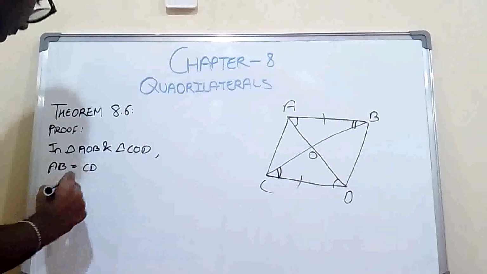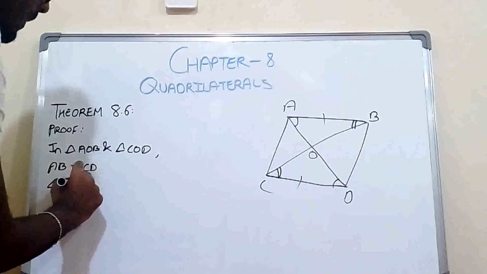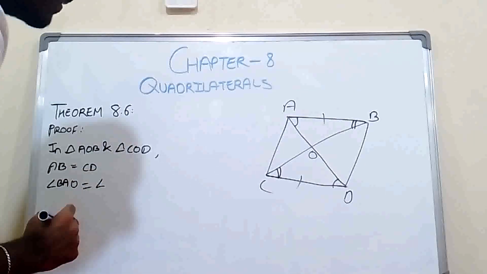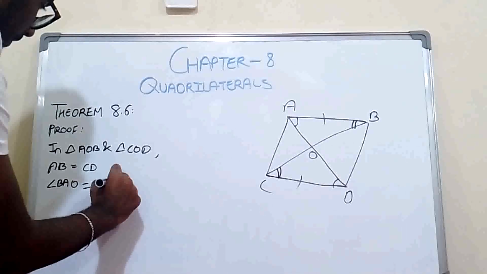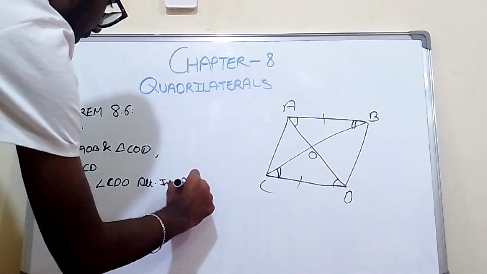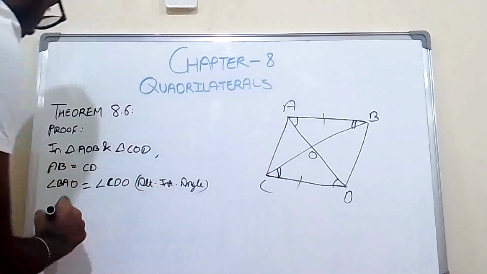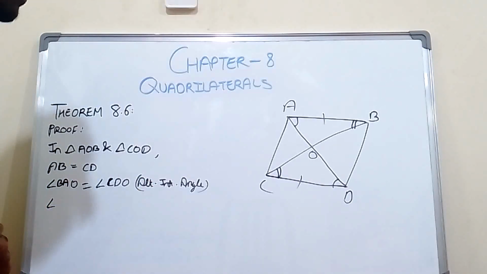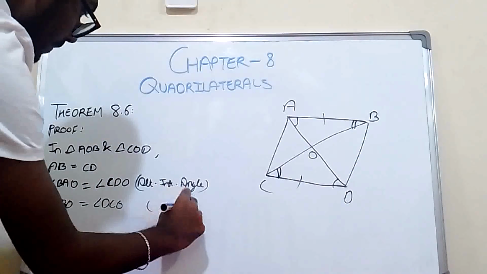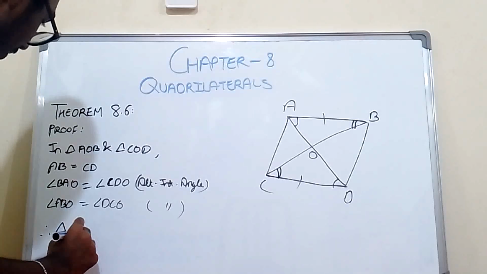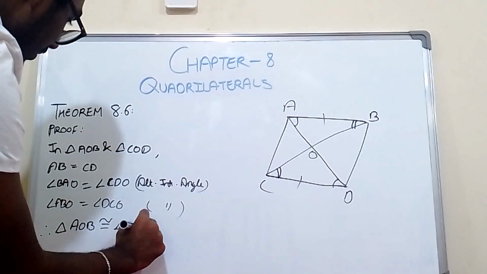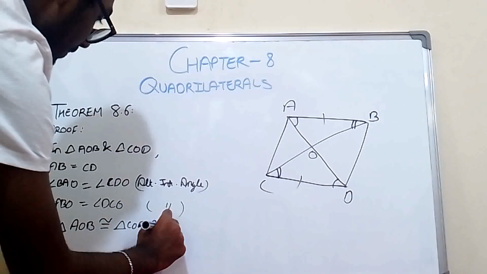CD because it's given. Then angle BAO is equal to angle CDO because of alternate interior angles. And then similarly, even angle ABO is equal to angle DCO. Same reason. So therefore, these two triangles are equal. Triangle AOB is congruent to triangle COD using ASA.